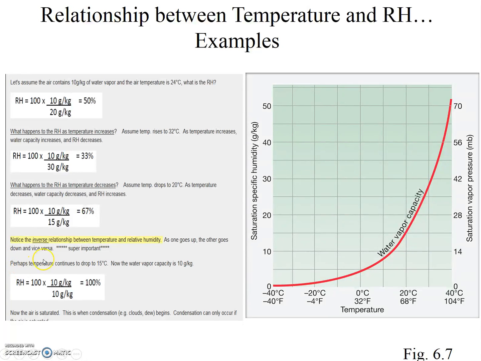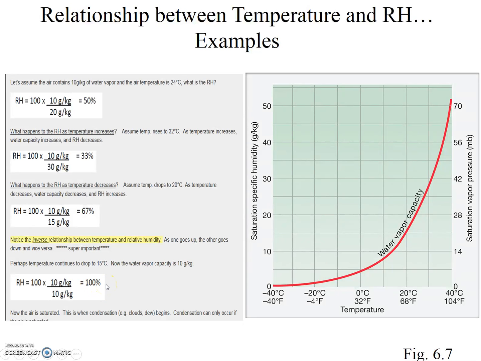Let's continue this example and have the air temperature drop even further. It started at 24 degrees C, then it went to 20, now it's going to go down to 15 degrees. Well, at 15 degrees, the air can only hold about 10 grams per kilogram. So there's only 10 grams of water per kilogram of air that can be held, and that's how much water was in the air. 10 divided by 10 is 1 times 100. We have 100% relative humidity. Now the air is saturated.